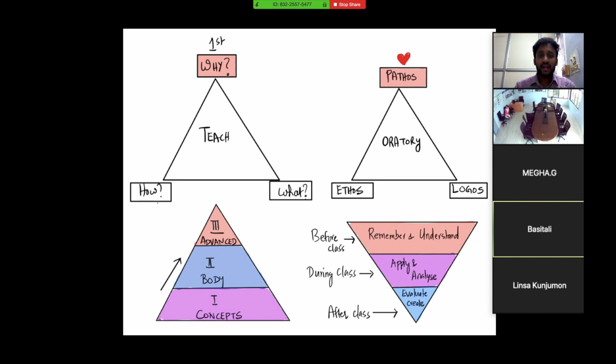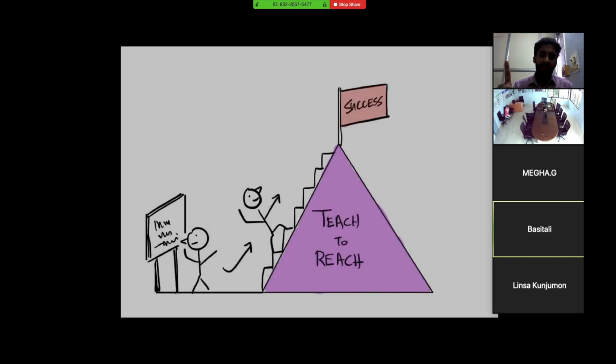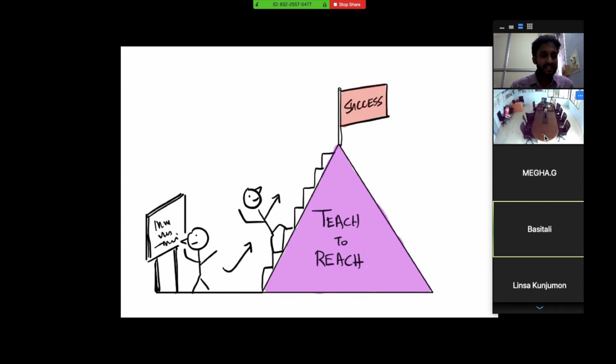So you have seen these triangles. I think there is one more triangle. It's a bigger one, and it shows that by teaching you can step up this ladder. You can escalate your careers to excellence. So, ladies and gentlemen, boys and girls, let us all teach to reach. So that ends my presentation.